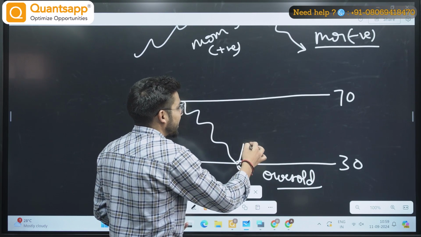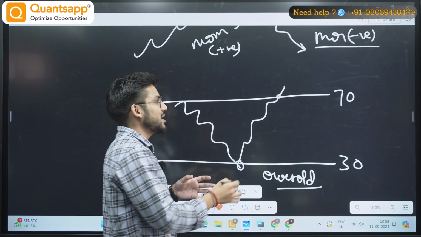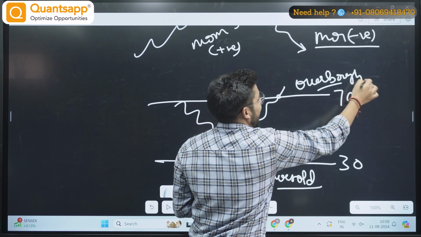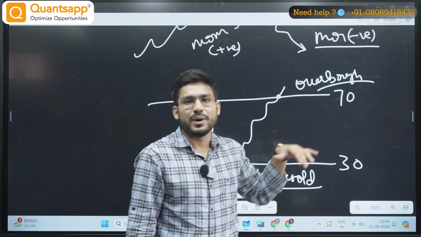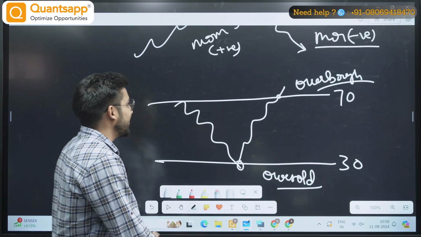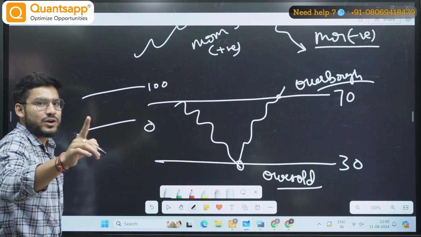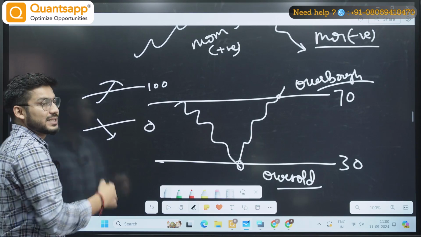And if the market goes near or above 70, it means the market is overbought and the market can fall down. At that time you can go for selling or you can go for put buying, right? But this is just theory. RSI moves between 0 to 100. It can never go above 100 and it can never go below 0.